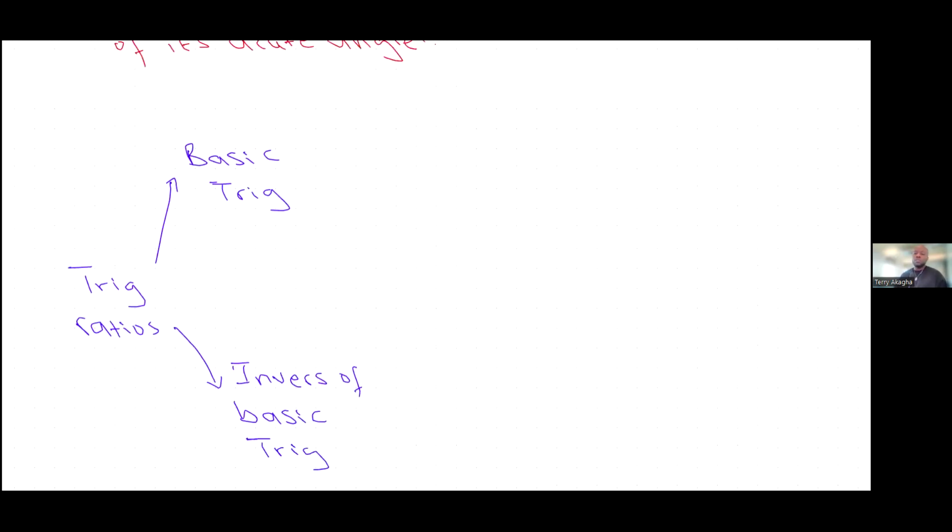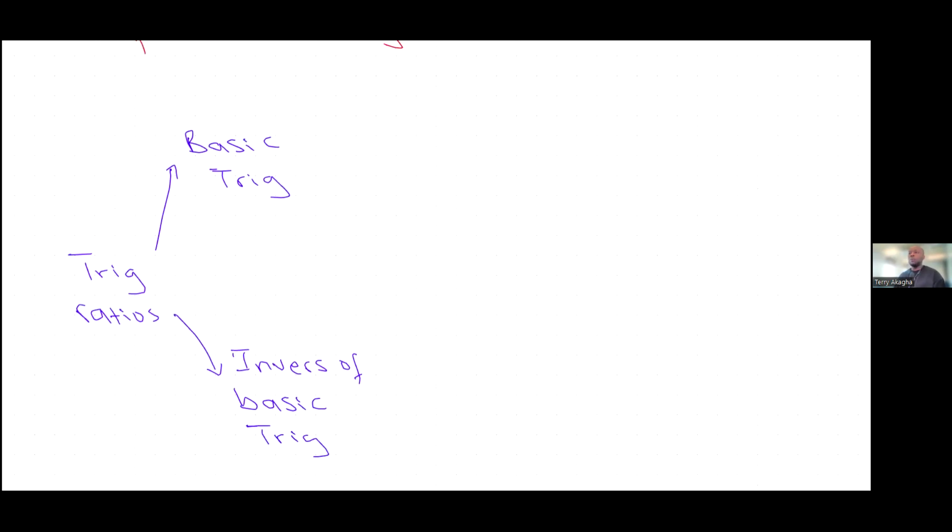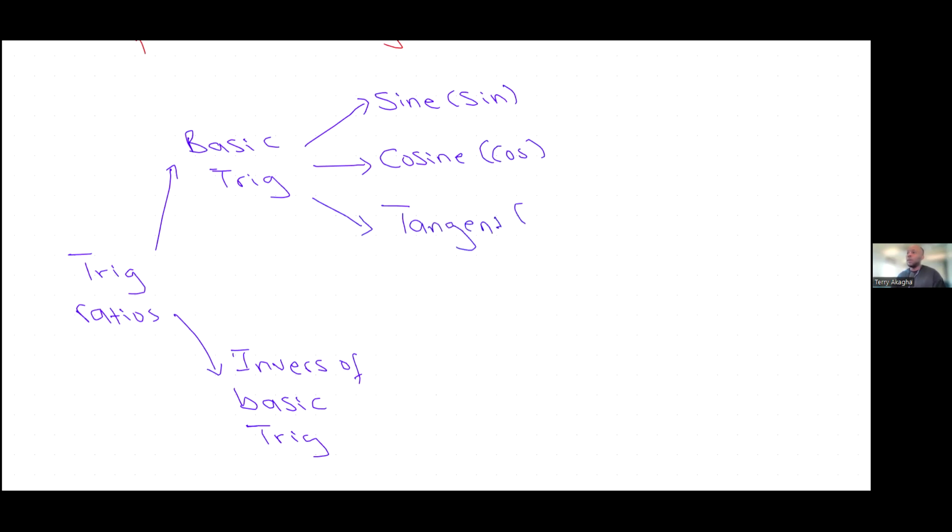Now, under the basic trig, there will be three things I'm going to talk about. I'm going to talk about the sine, usually written as sin. And I'm going to talk about the cosine, which is written as cos. And I'm going to talk about the tangent, which is written as tan.